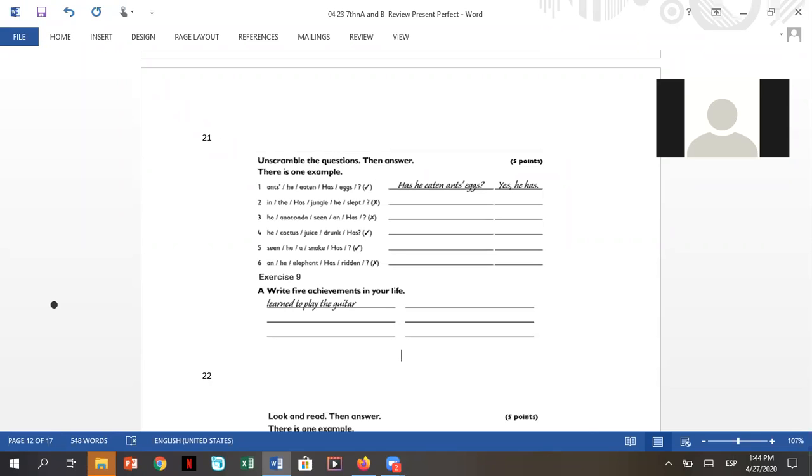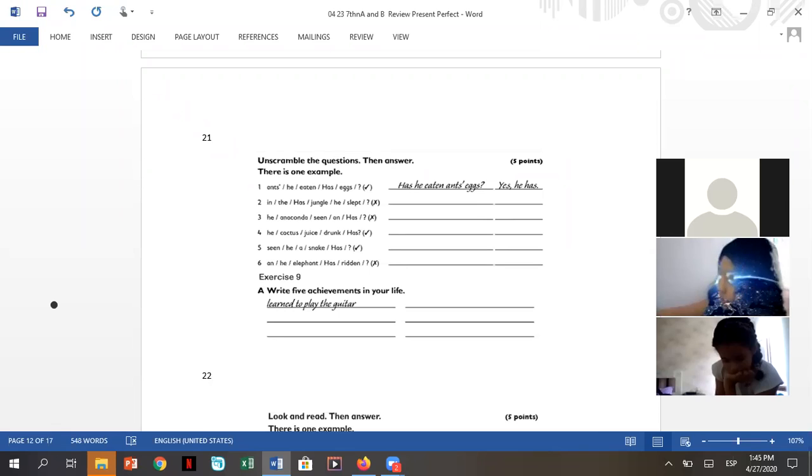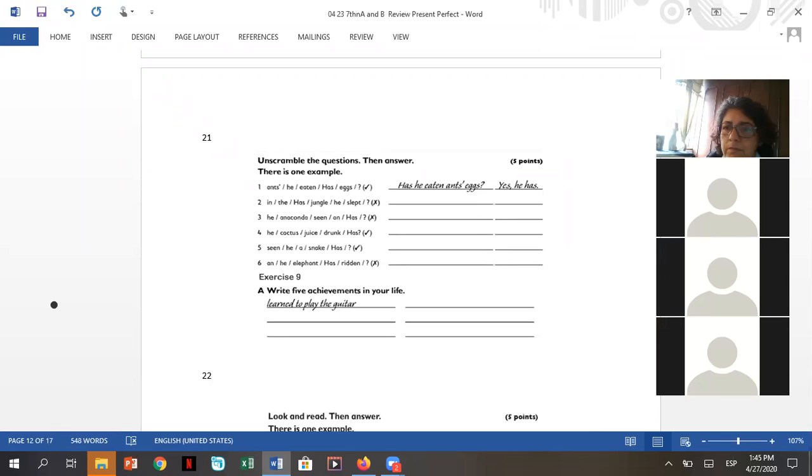Entonces, la segunda es, has he slept in the jungle? No, he hasn't. ¿Por qué no vale el wifi? Pongan a otra, sí vale. Teacher, díganle a Tomás que ponga en mute. Perdón, teacher, me olvidé de poner. Algo sí pasó la mañana, amigo. Ok. Thank you. Sorry, Gabo. Go on.